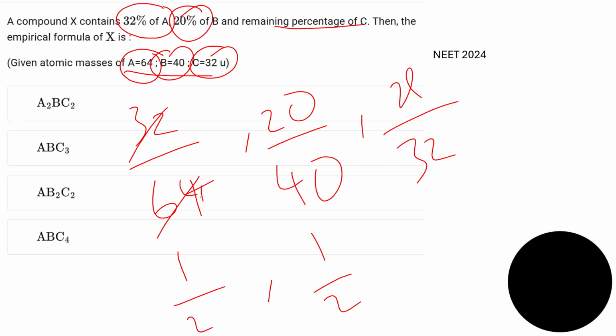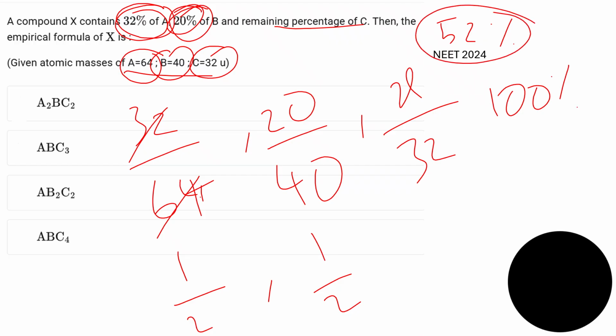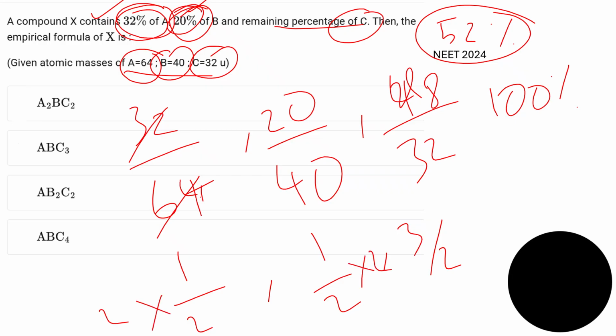Simply thinking, here it is 32, here it is 20. If we add 32 plus 20, it is 52 percent. The total percentage is 100. 52 percent is A and B. Then the remaining 48 percent will be C. So if we put 48 here, it is nothing but 3 by 2. If we take the LCM, multiplying by 2 on both sides, we will get 1, we will get 1, then we will get 3.